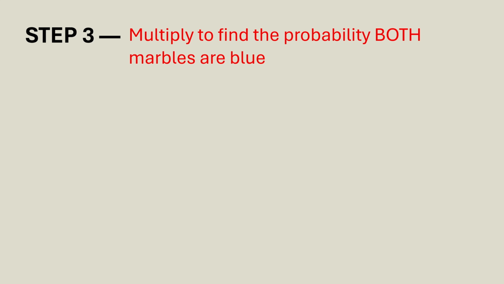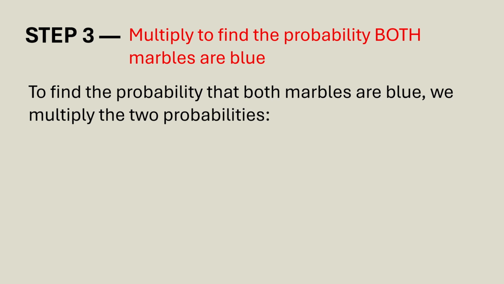Final step 3. Multiply to find the probability both marbles are blue. To find the probability that both marbles are blue, we multiply the two probabilities. So the probability for both blue marbles is 5 divided by 12, the probability the first marble is blue, multiplied by 4 divided by 11, the probability the second marble is blue.